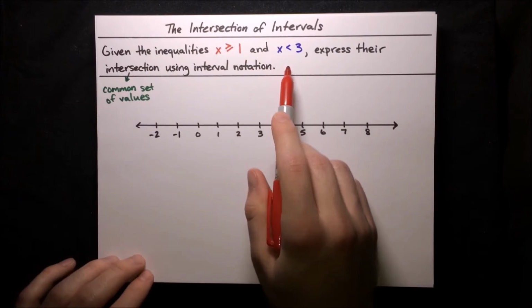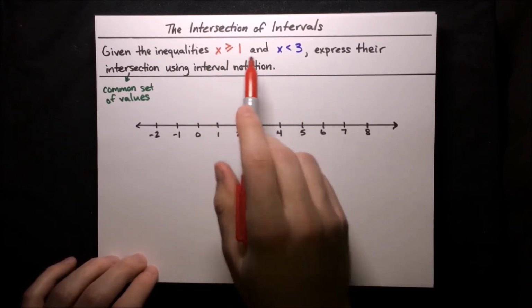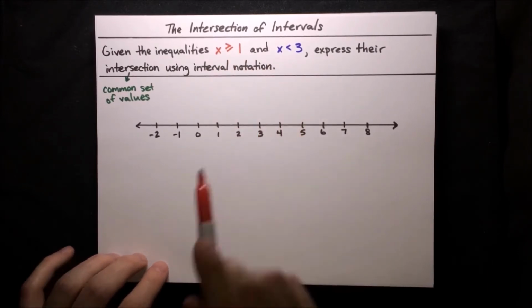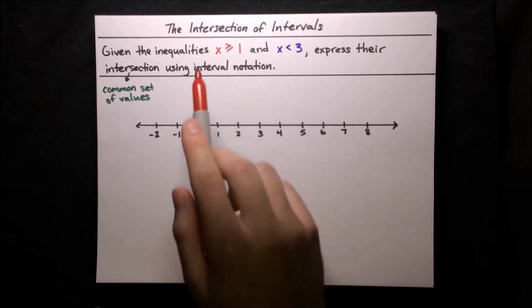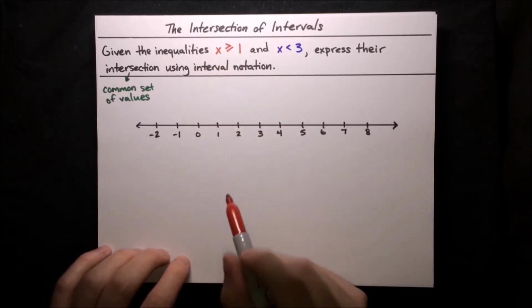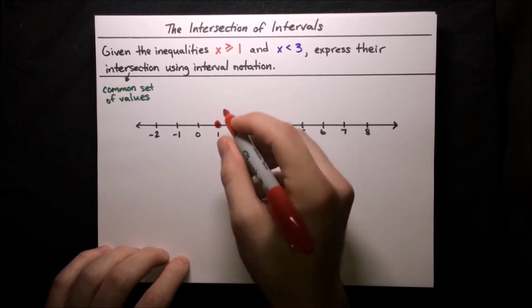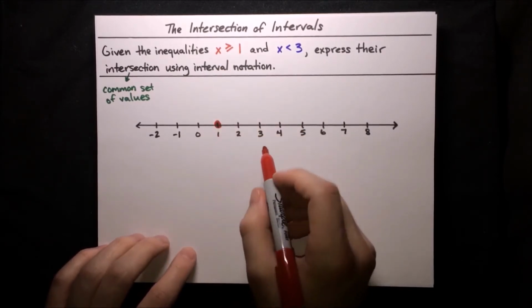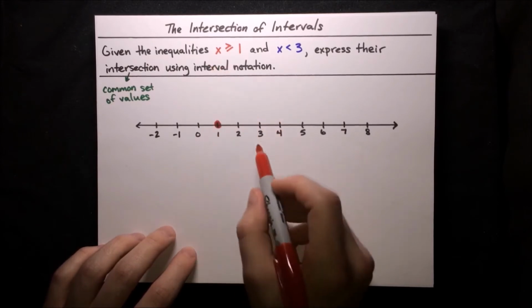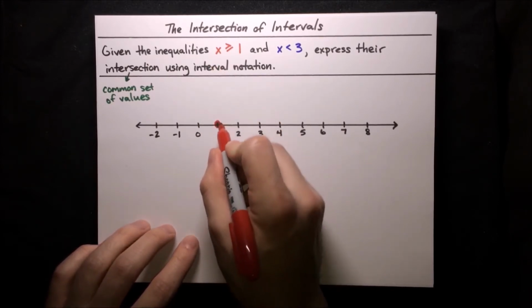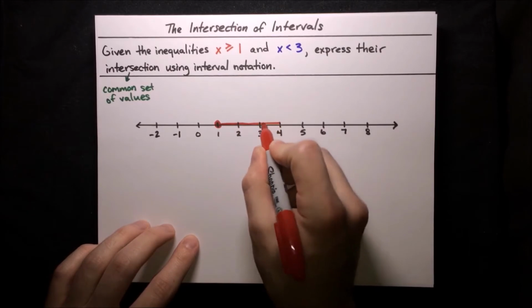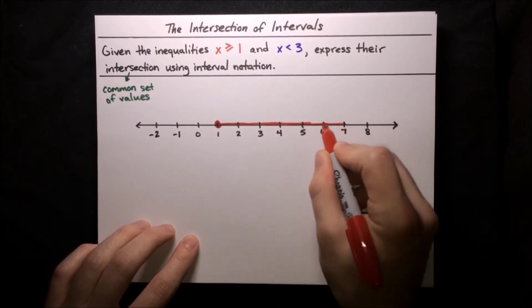And so in order to find that overlap, we're going to have to actually graph these, and then we can see where it overlaps. So first of all, x is greater than or equal to 1. So we're starting at 1 here. We'll put a dot there. That's filled in because we could have x be equal to 1. And then x is greater than or equal to 1, so we're going to the right towards bigger numbers. So let's shade in towards the right here.